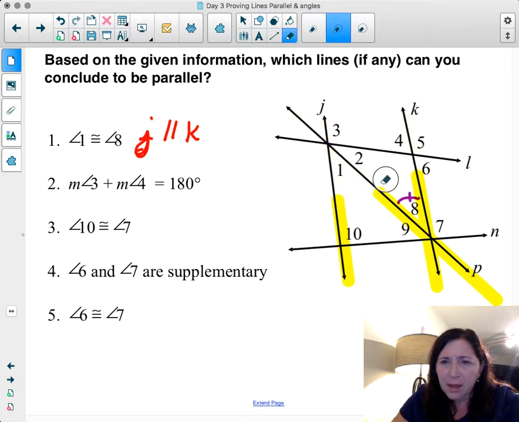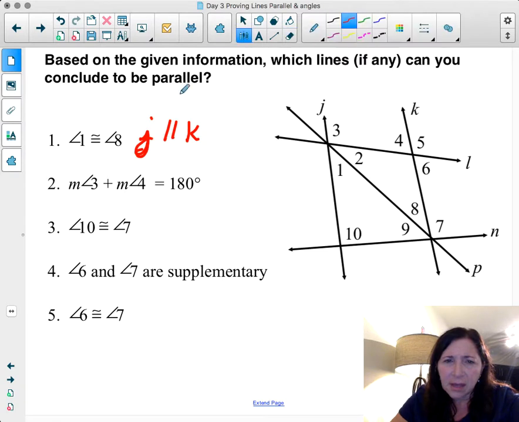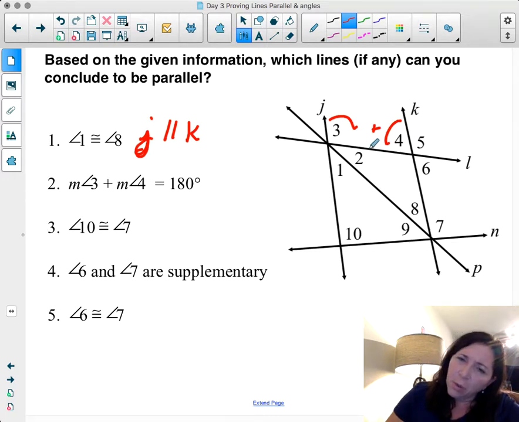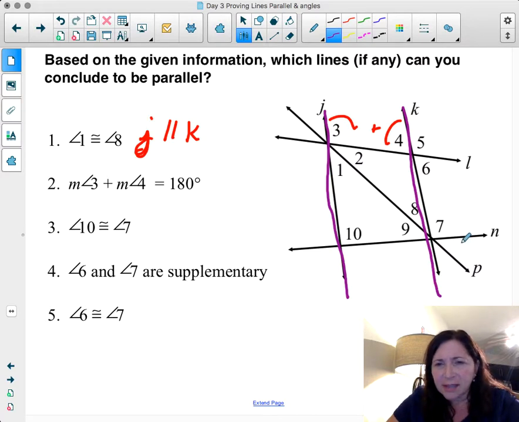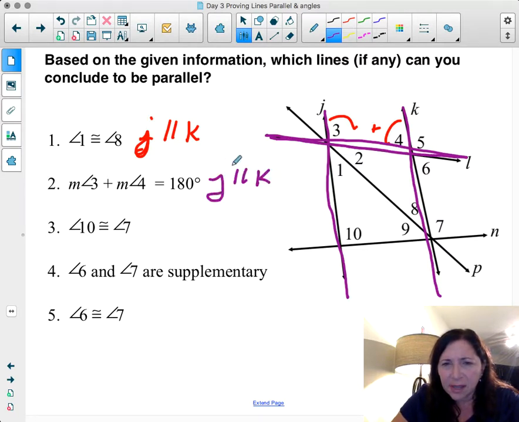Okay, let's erase that. In the next problem, it says 3 plus 4, so we have this plus this equal to 180. That means those are same side interior, because what you have is this line right here parallel to this line right here. And this is my transversal right here, which is L. So therefore, again, J is parallel to K.